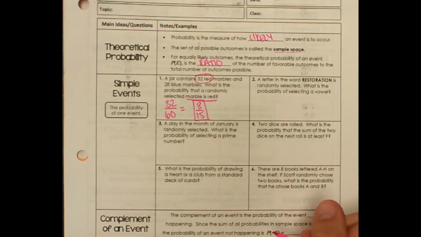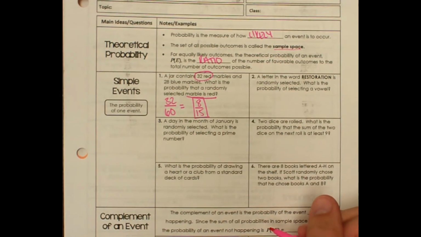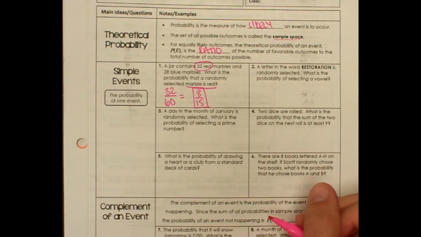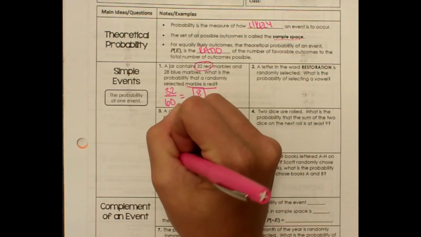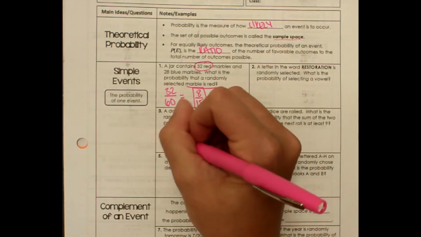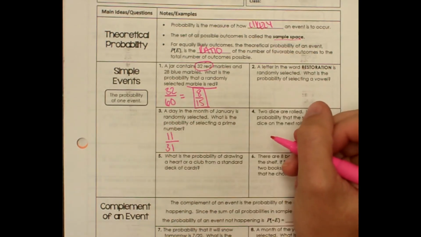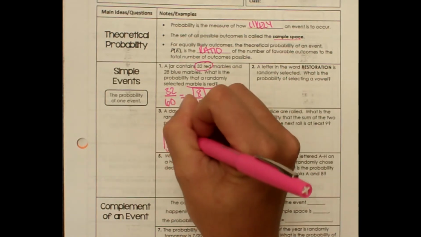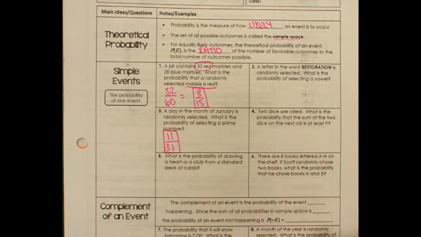Looking at number 3, a day in the month of January is randomly selected. What is the probability of selecting a prime number? So keep in mind, there's 31 days in January. From 1 to 31, there are 11 prime numbers. 11 over 31, if you go to reduce it, they do not reduce any further, so that's just your answer.